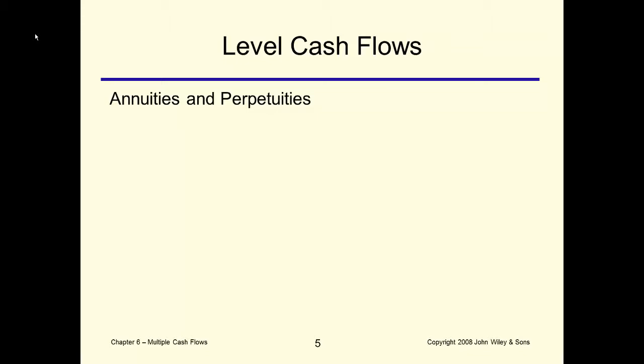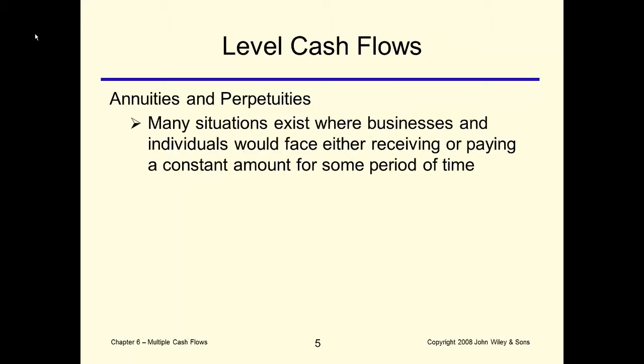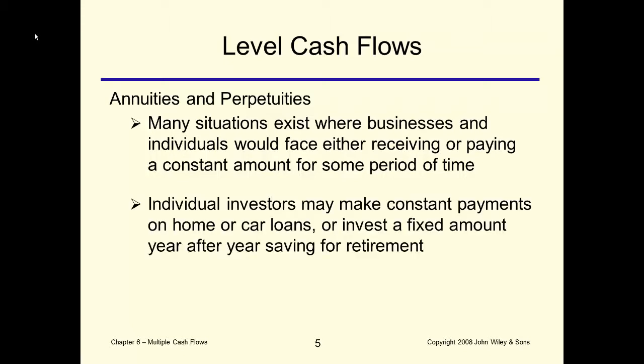These are special cases of multiple cash flows where cash flows follow a specific pattern. Many situations exist where businesses or individuals face either receiving or paying a constant amount for some period of time. An annuity is when you pay or receive the same amount every period for some fixed number of periods, which is the case for a home loan or a car loan. Another example of an annuity would be if you're putting money away for retirement and you're putting in a set amount year after year. And in something you hear about as a retirement tool, this is actually the name.